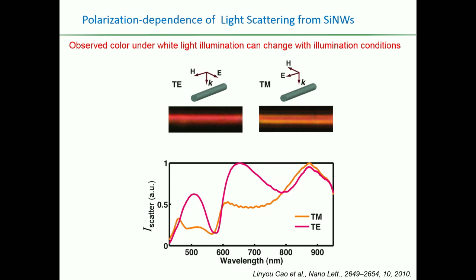And moreover, interestingly enough, if I change polarization, I can see different colors. For example, if I align my electric field transverse to the length of a semiconductor wire, which I'll call transverse electric, I see a reddish color. If I align the electric field along the wire, which I'll call transverse magnetic, I'll see an orangey color. And if I take spectra, I can see that in some cases resonances align, are degenerate between the two polarizations. In other cases, there are differences.